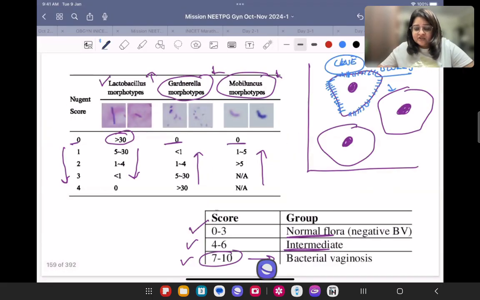Complicated candidiasis, not very important, but complicated candidiasis means if she's had more than 4 episodes in a year, then it is complicated candidiasis, and then she requires prolonged fluconazole therapy. So we give weekly therapy for around 6 weeks, but it's not important.